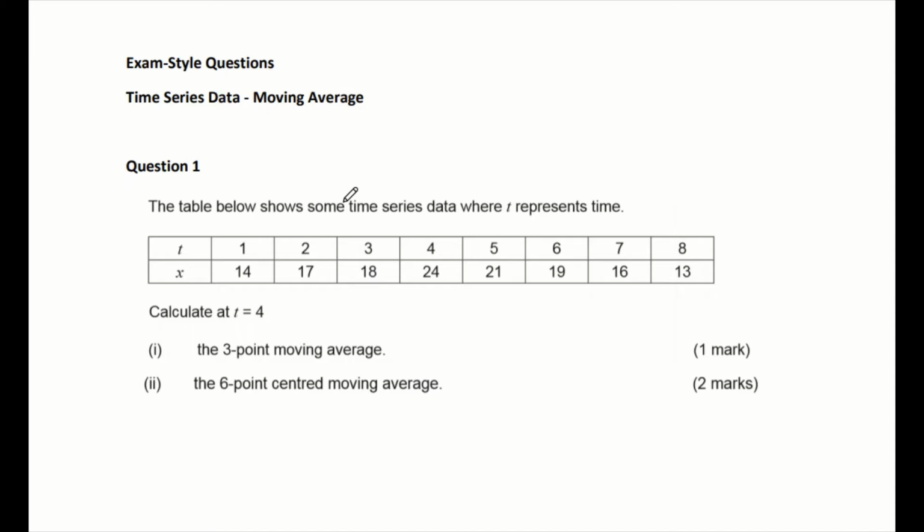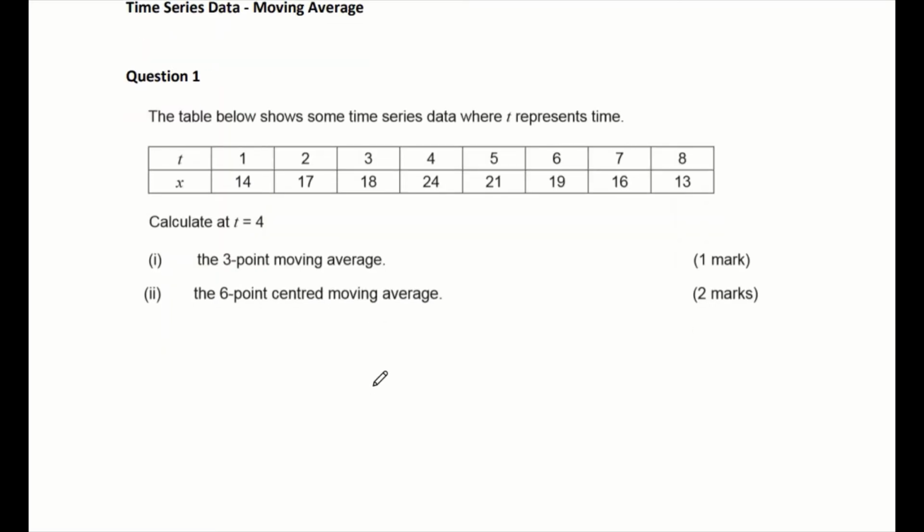Alright, kids, let's look at question 1. The table below shows some time series data where t represents time. Question 1 is to find the 3-point moving average and the 6-point centered moving average when t equals 4. By looking at this question, you should know that you shouldn't be finding all the values. Make sure you understand how to do it if you only need one point, because in the exams you don't want to spend extra time finding things that are not required in the question.